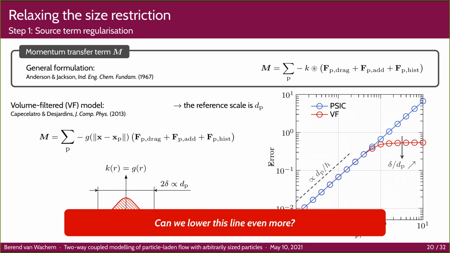The question, of course, is that we're not really satisfied with that. Can we bring down that whole line? Can we actually try to make our Euler-Lagrange model as accurate as our fully resolved model? Because we know what the undisturbed velocity looks like.